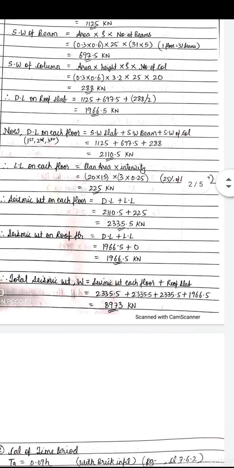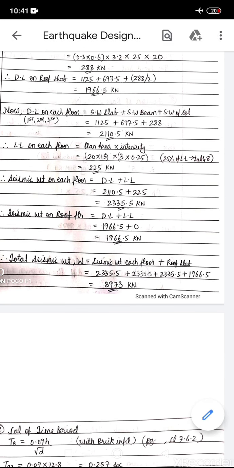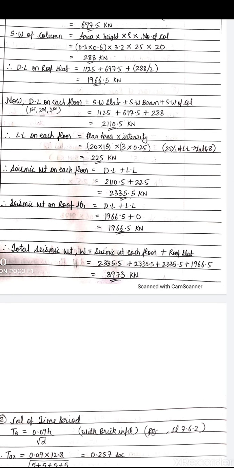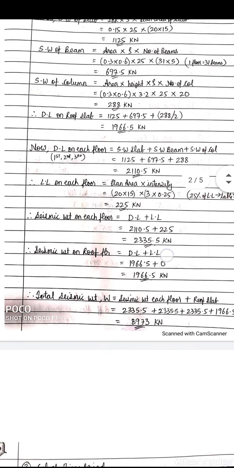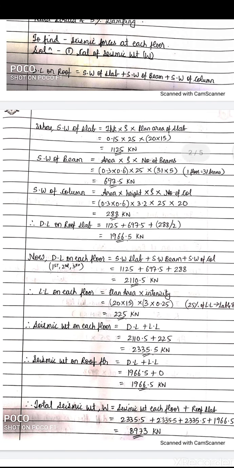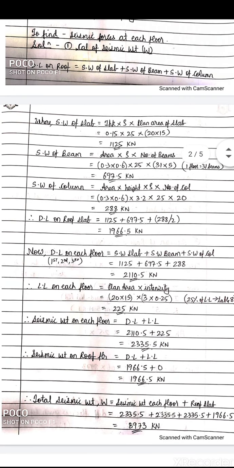So now the total seismic weight W is given by the seismic weight of all the floors plus the roof floor. All the floors, that means first floor, second floor, third floor, and the roof floor. So hence I have done the addition of the first floor, second floor, third floor, and the roof floor. So this comes out to be 8973 kilonewton. I hope you understood how we got this total seismic weight W. This is the most important step in this type of problems. You should be able to find out the correct total seismic weight of the structure.